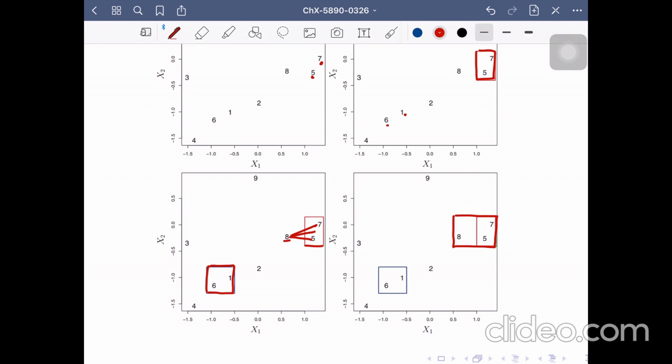In this way, we can make each cluster larger and larger, and finally, we have all observations in one cluster. If we stop at some point, then we can have an arbitrary number of clusters.